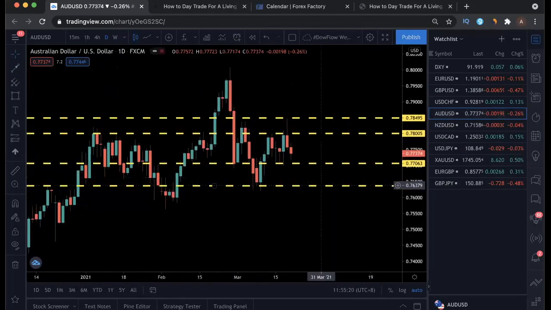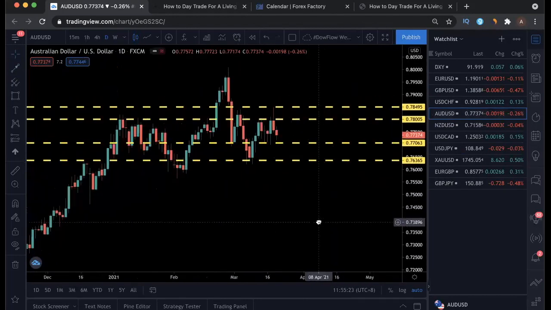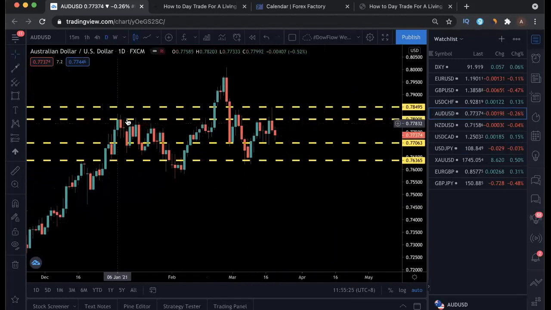Now, this is Aussie dollar. So Aussie dollar is very complex as well, because you have the left shoulder here, you have the head, and you have the right shoulder. I already pointed this out like 2 weeks ago that this could happen, and true enough, this happened.